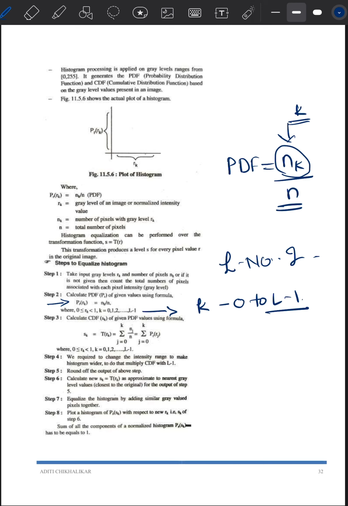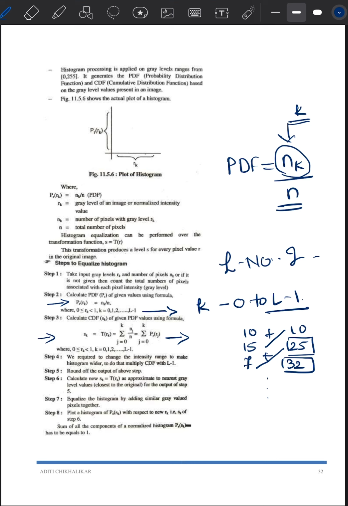Once the PDF is calculated, we calculate the CDF function, that is the summation of PR of Rj, where j goes from 0 to k. Now what does it simply mean? It simply means that for first gray level, let's say I have 10 pixels. So 10 will come in the CDF. Second gray level, I have 15 pixels. So what is the CDF of the second level? It is 10 plus 15, that is 25. Let's say at the next gray level, I have 7 pixels. So it will be 7 plus 25, that is 32, and this will go on.